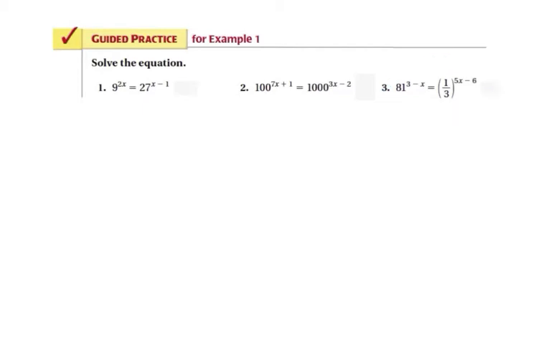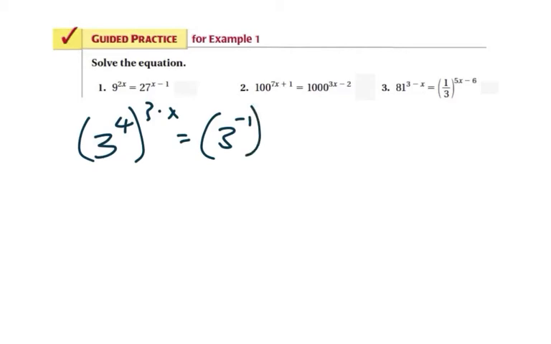Okay, here's number 3 on the guided practice. The common base with 81 and 1/3 is 3, so I'm going to change this 81 to 3 to the 4th power, 3 minus x, equal to 3 to the negative 1 power, 5x minus 6.